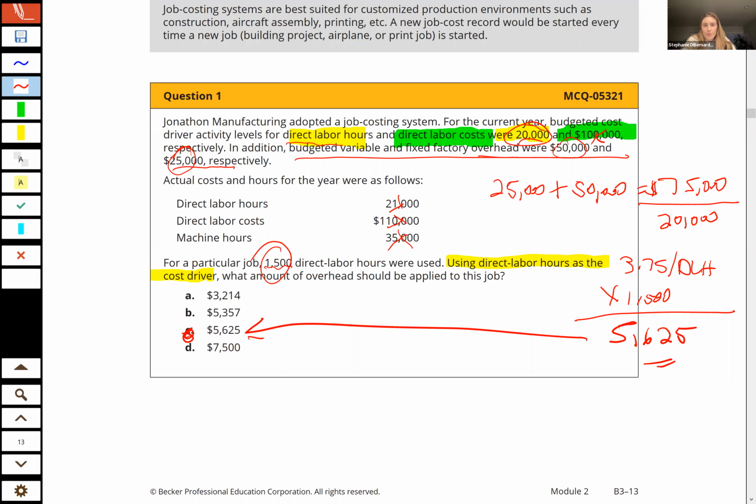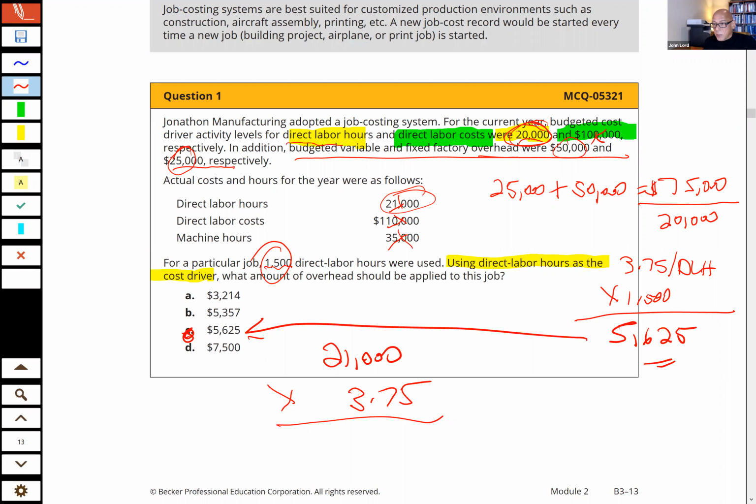Is it the same setup, but instead of using the 1,500 direct labor hours, we would use 21,000 direct labor hours? Yeah, right, Stephanie. I would take the 21,000 and multiply that times 3.75. And the reason I asked that, I'm trying to get to Laura's question, if they asked the total amount applied, and notice, that's getting a lot closer to what the estimate was, right?